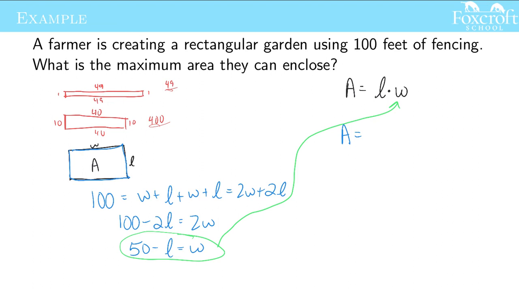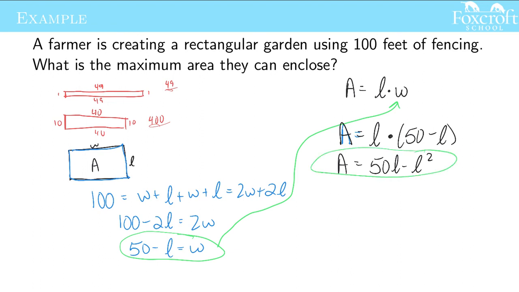Oops, let's use black again. All right, we solved for L, but W has to be 50 minus L. And now I only have one variable that I'm working with. And now this is the equation for area, and I want to maximize it.